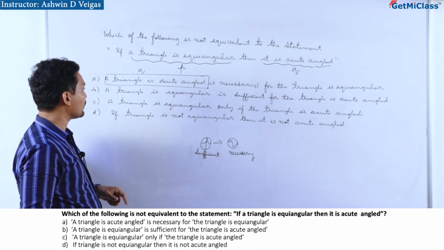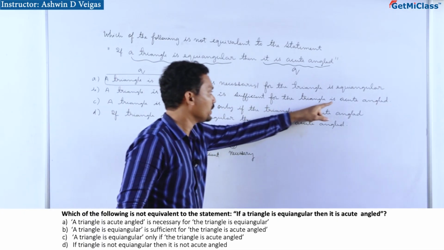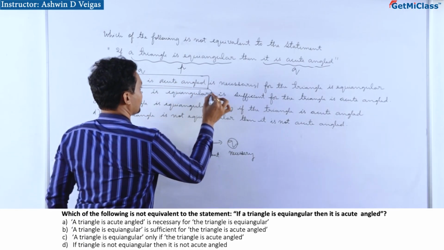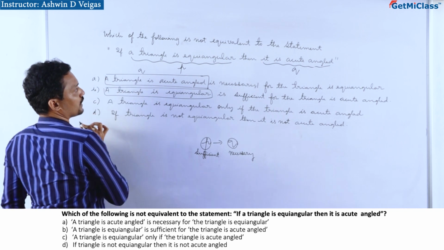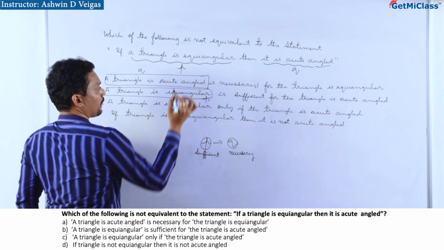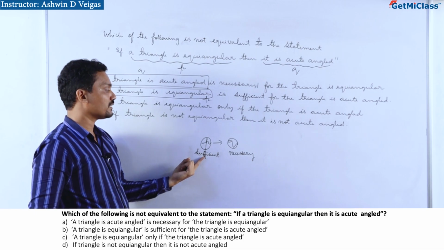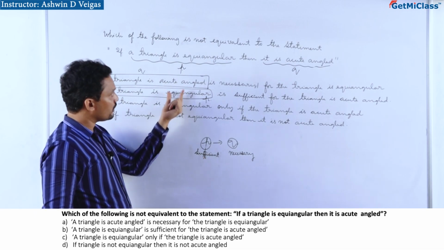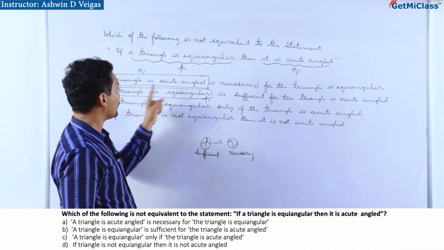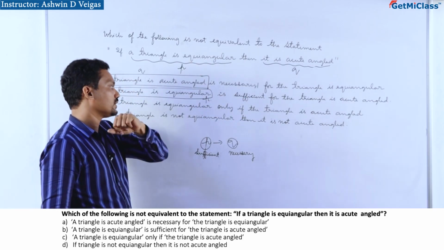Now, let us look at the second one: a triangle is equiangular is sufficient for the triangle to be acute angled. What is a triangle is equiangular? It is given as P here. So, P is sufficient. Yes, P is always called sufficient. That means this is also equivalent to this. Since they have only said P is sufficient, this is also equivalent to this statement.